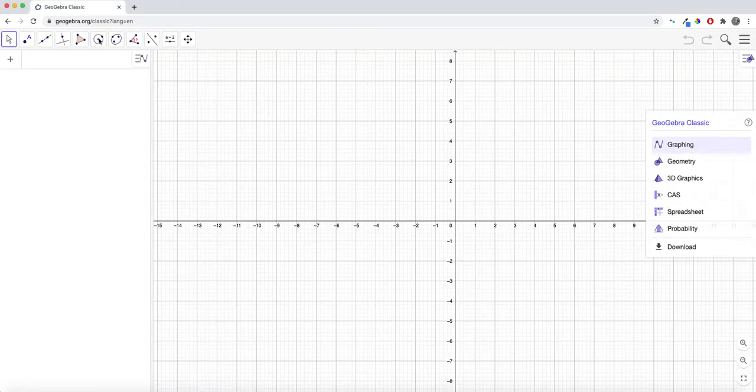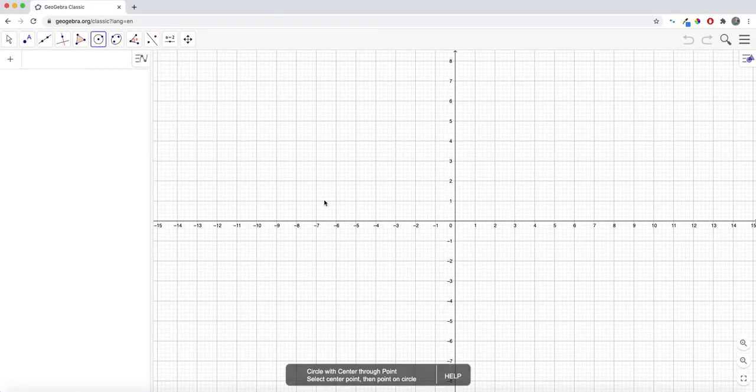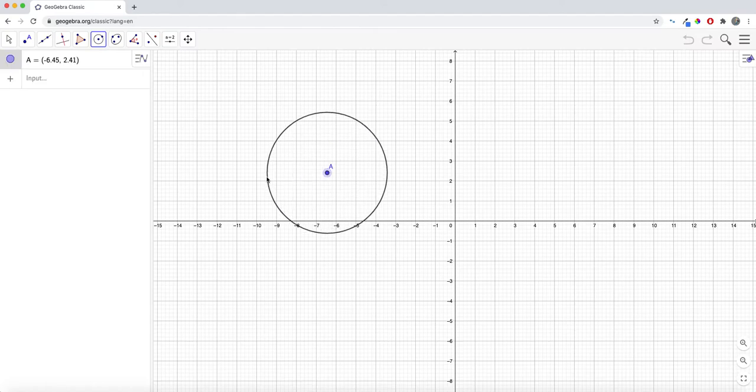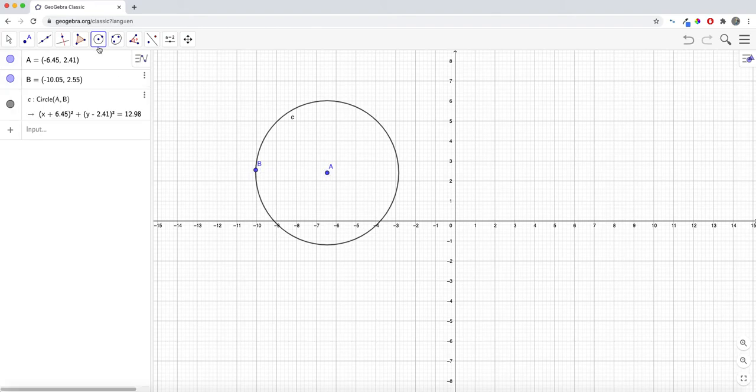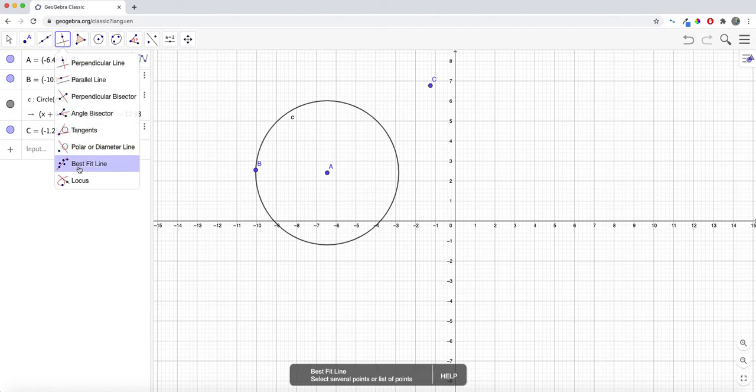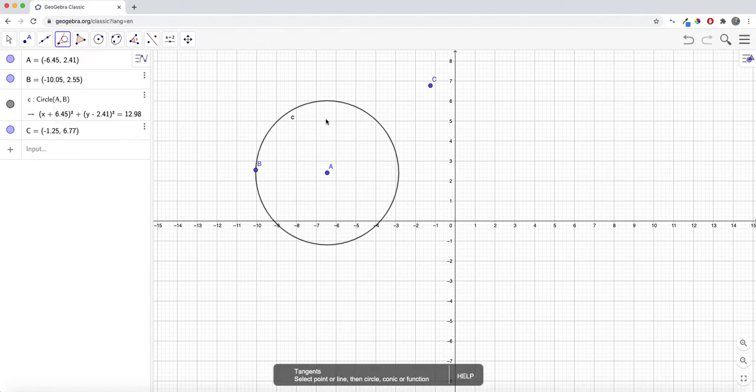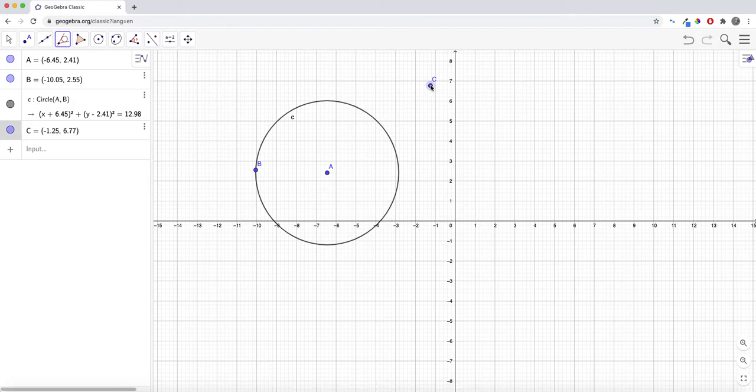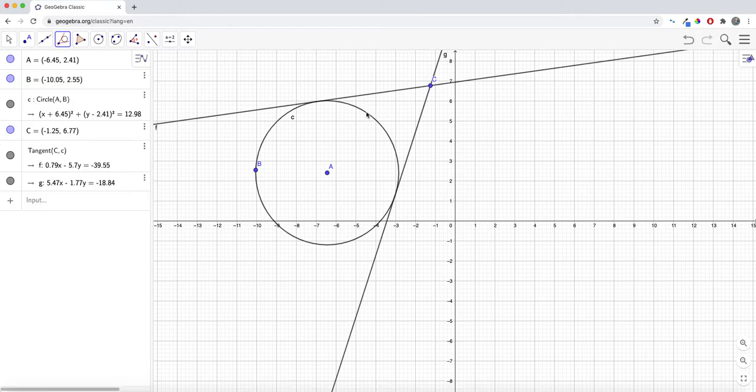Okay, this next one's a little complicated. The setup is a little complicated. Understanding it's not too bad. So we just draw a circle. Then we need to make a point somewhere outside of the circle. And I'm going to go to this tool and draw tangents. So we want to select the point and then the circle. And then it draws those tangents.